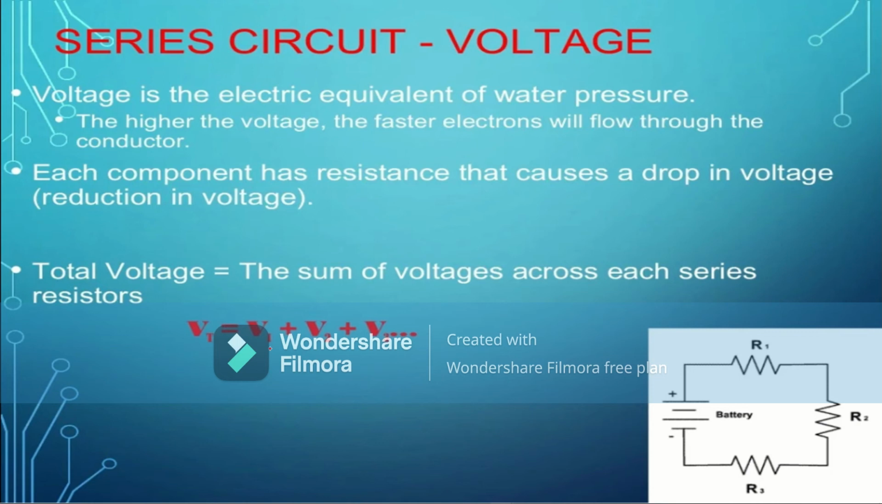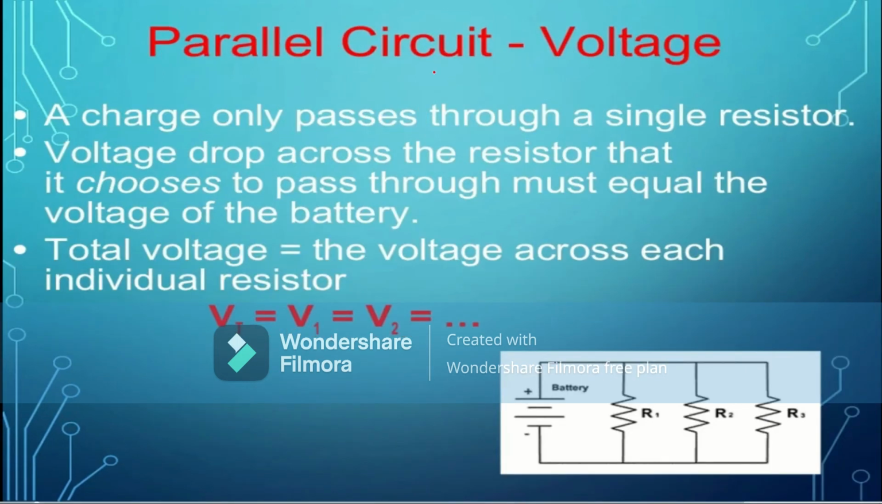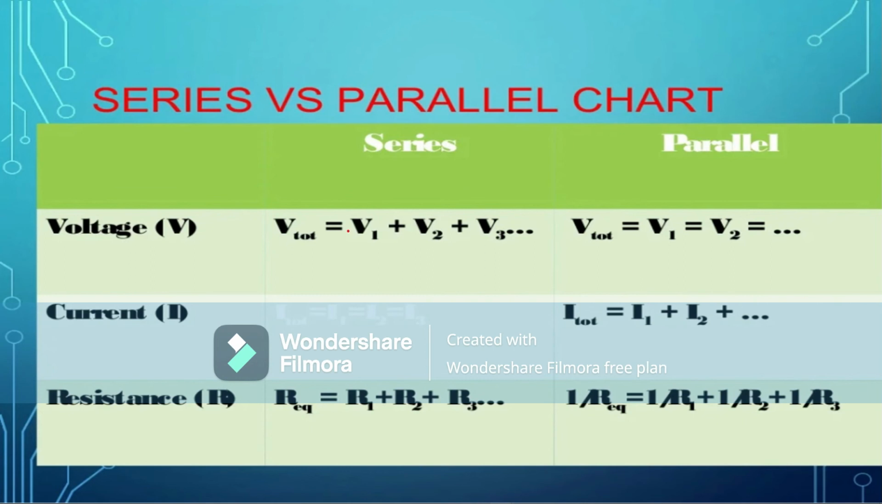V2 plus V3. In a parallel circuit, charge only passes through a single resistor. The voltage drop across the resistor that it chooses to pass through must equal the voltage of the battery. Total voltage will equal the voltage across each individual resistor, like V total equals V1 equals V2 equals V3. This is a summary of the comparison.